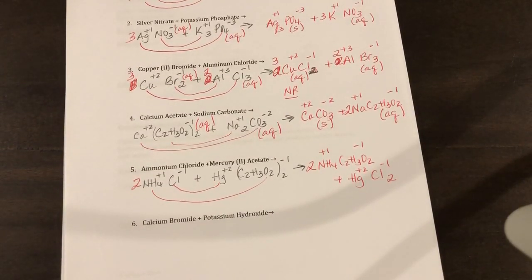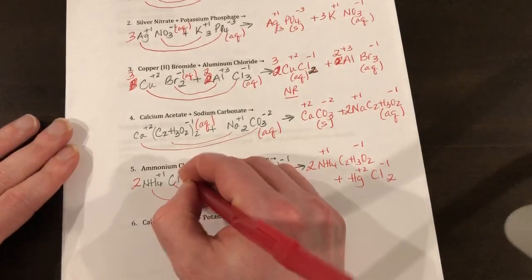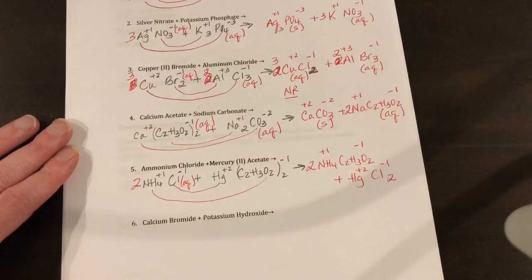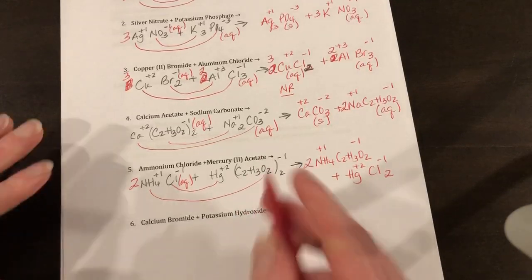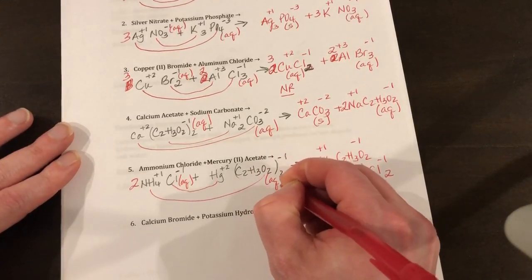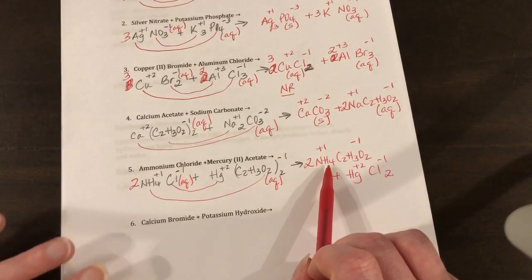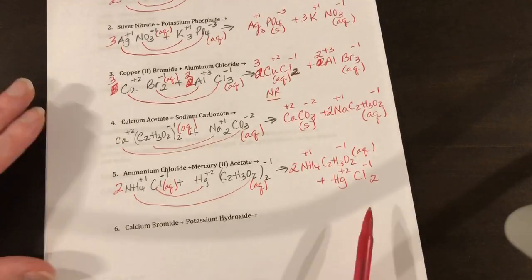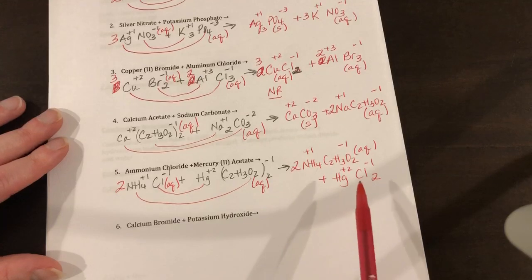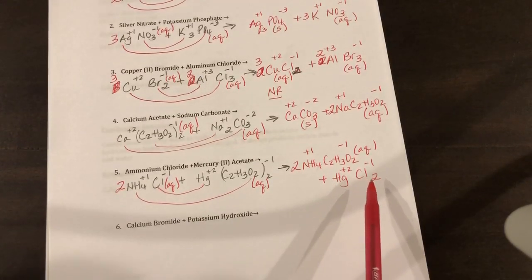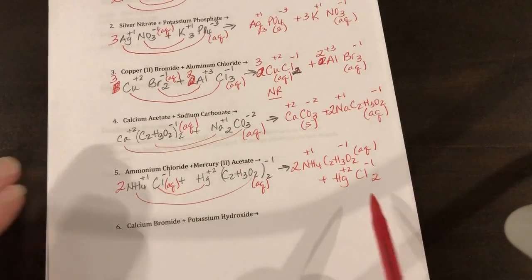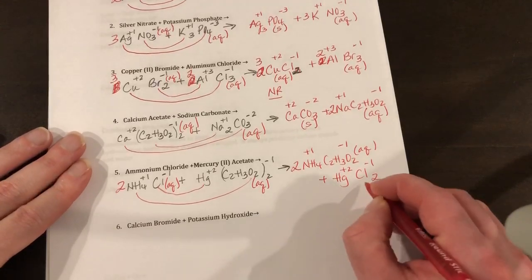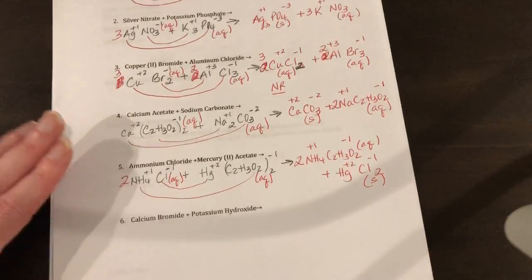Okay, now we're going to go through and do our solubility rules. All compounds containing chlorine are soluble except for silver, mercury, lead. So this is soluble. All compounds containing acetate are soluble. All compounds that contain chlorine are soluble except for silver, mercury, lead. This falls into the exceptions, so we write S, and we're done.